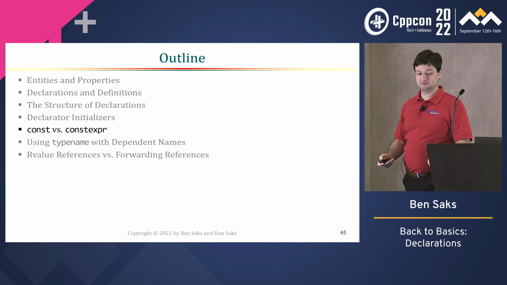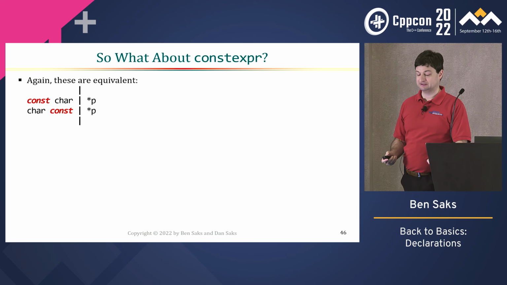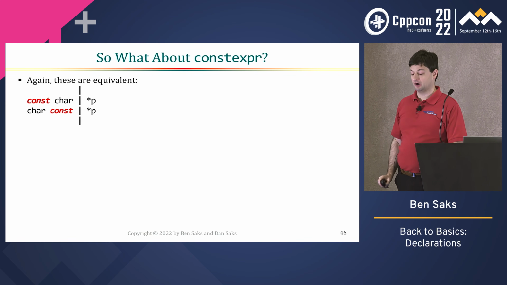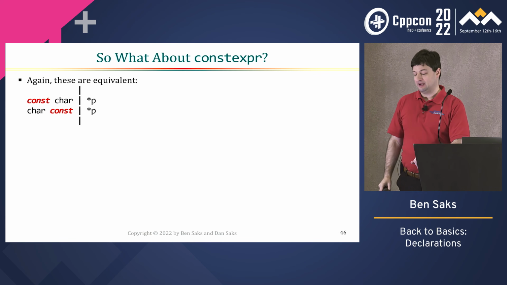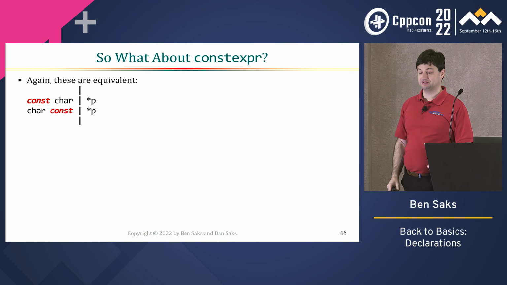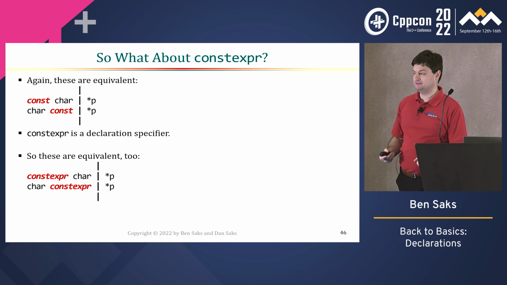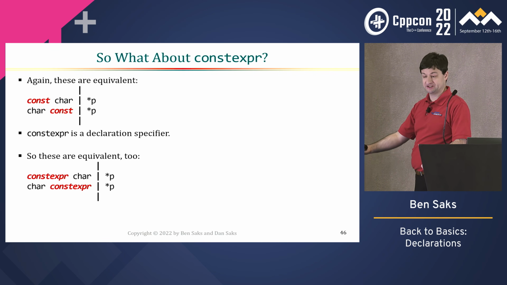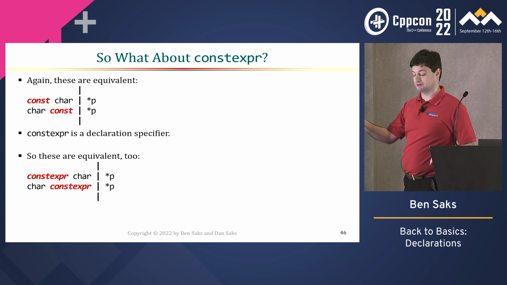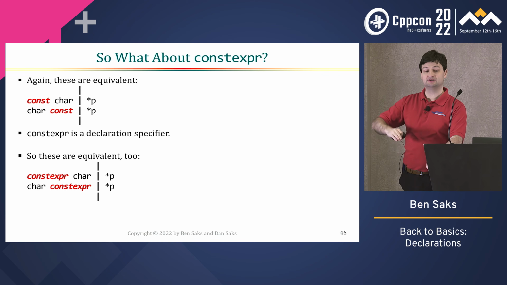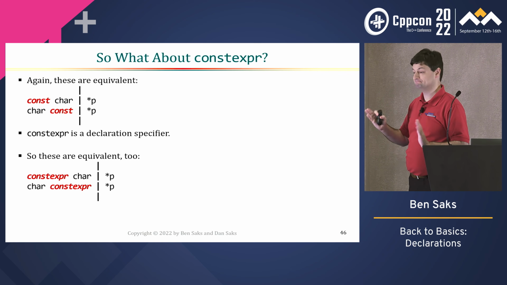Okay, talking about const and constexpr here. So I mentioned before that these are equivalent. Whether I write them in the order const char or char const, these two declarations mean the same thing. Now, constexpr is also a declaration specifier, and again, since the order of declaration specifiers doesn't matter to the compiler, whether I write it as constexpr char star p or char constexpr star p, the compiler doesn't care.